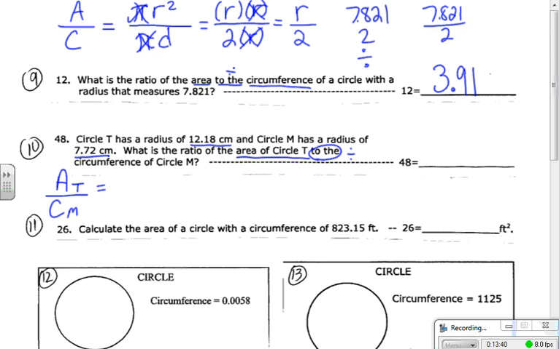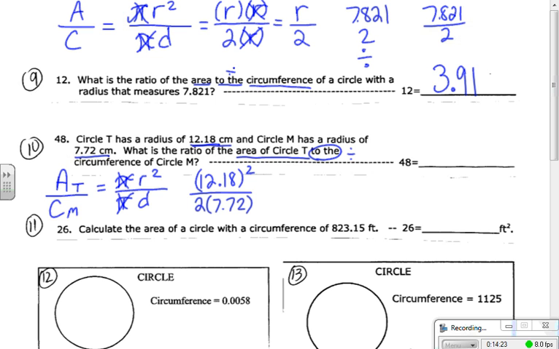So area is pi r squared. Circumference is pi times diameter. Again, pi is the same in both of those. The radius and diameter are going to be different because we have different sized circles. But pi is pi. So we can go ahead and get rid of those and just deal with r and d. So the radius of circle T is going to be 12.18, and we want to square that. The diameter of circle M will be 7.72 times 2, because 7.72 is just the radius. We have to multiply it by 2 to get the diameter.